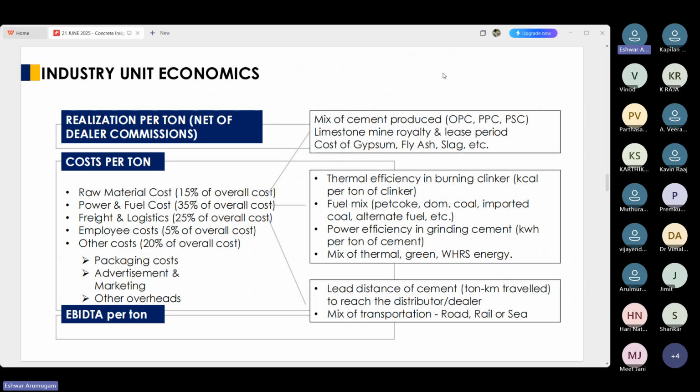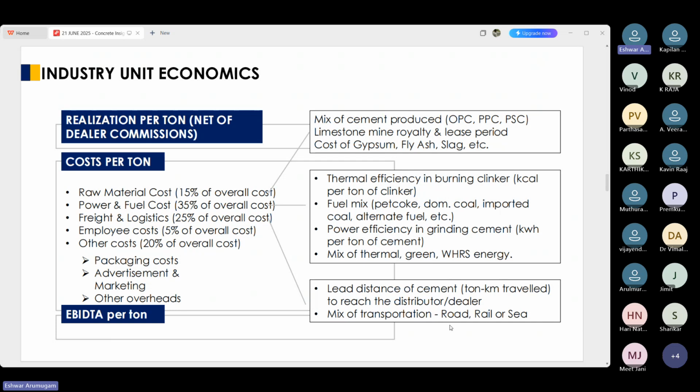And the mix of transportation also plays a huge role in the freight and logistics cost. Essentially, sea is the cheapest, rail is the second cheapest, and road is a bit expensive. But when it comes to distances of less than 300 kilometers, road is the most economical compared to rail or sea. And when it comes to distances of more than 300 kilometers, rail and sea are more economical.